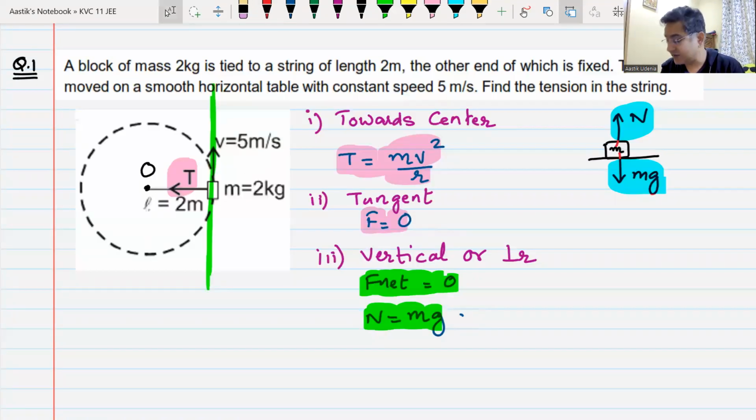The only difference is here there was tension which was providing it with the centripetal force. In this question, the same work has been done by the normal reaction.